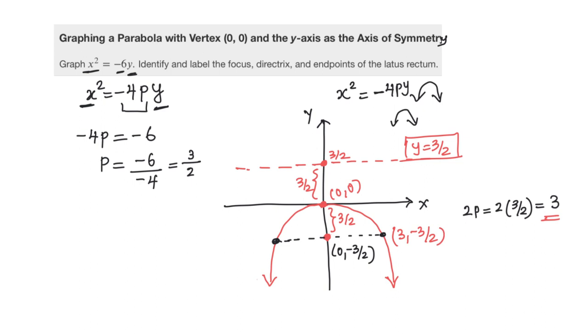Because the y coordinate won't change, right? It is still on this line, so the y coordinate will be the same. This is also 3 units to the left side, so it will be (-3, -3/2). Here the axis of symmetry is the y-axis, and this is the graph of x squared equals negative 6y.